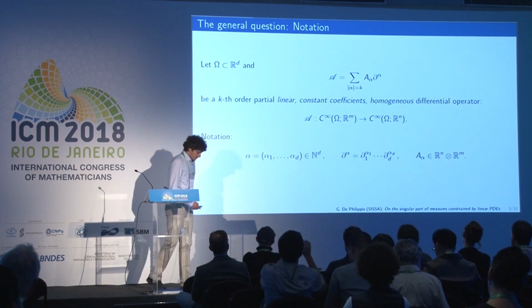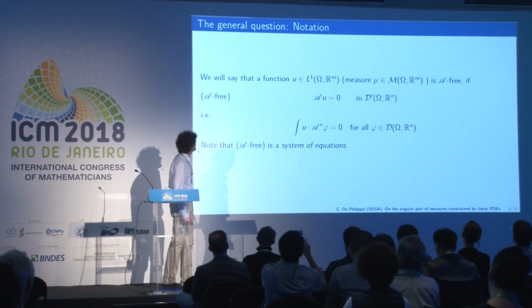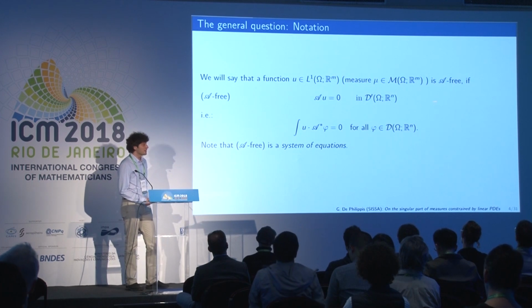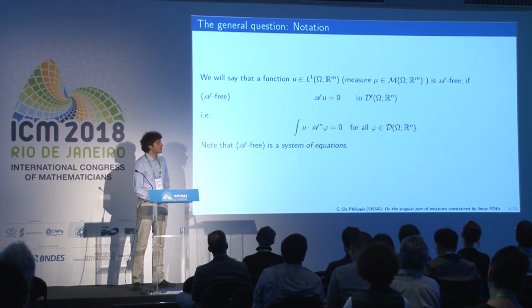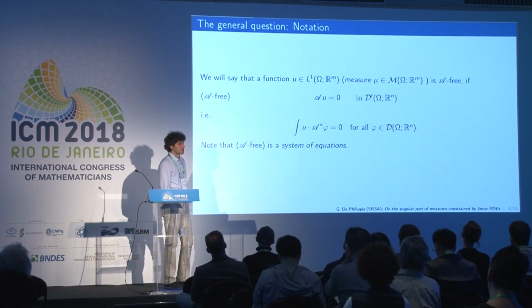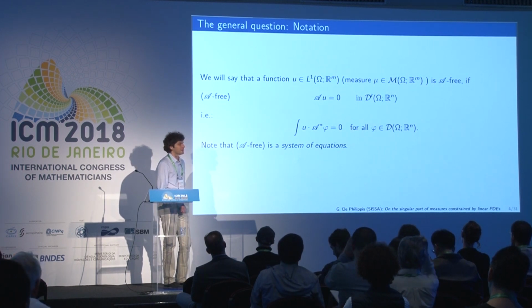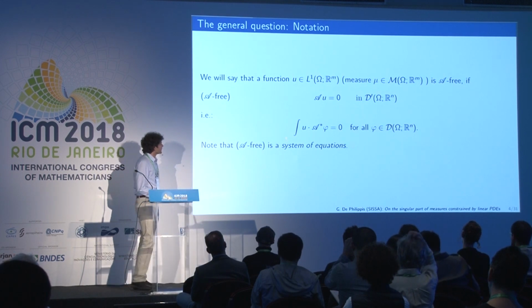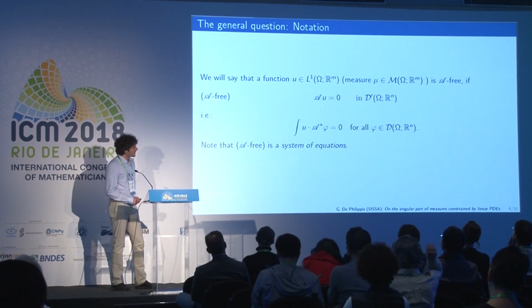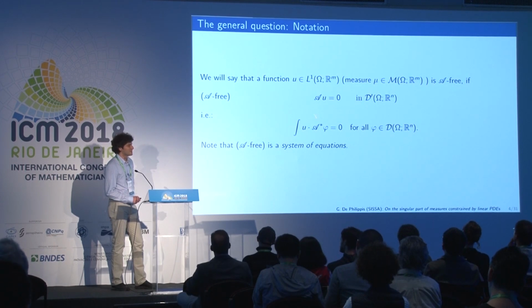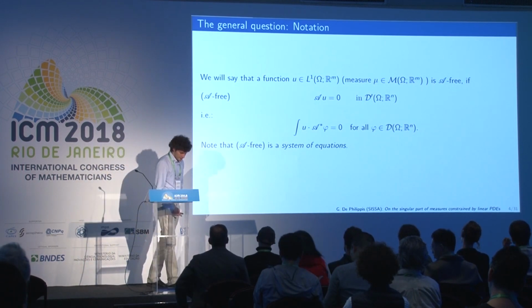So this is the setting, and I will say that a function or a measure, or more in general a distribution, is A-free if it just solves A u = 0. Since A, as I was saying, is a constant coefficient differential operator, this is just the classical definition in distributions: you just move everything onto the test function. And what is important to remark here is that this is actually a system of n equations.